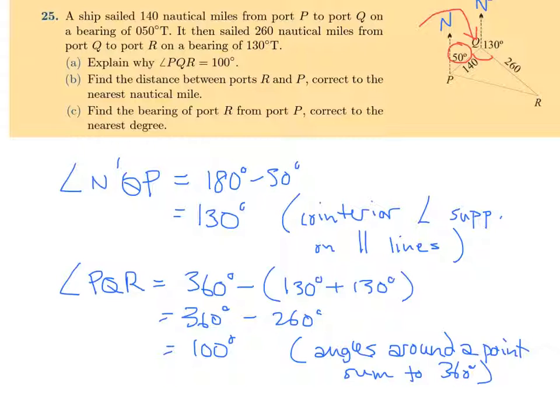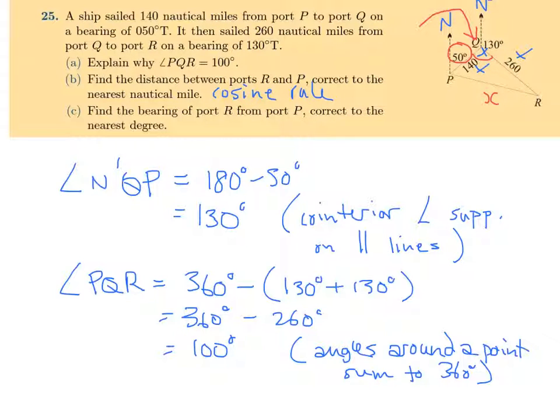So the rest of the question is not what I'm going to answer today, but it's going to involve your sine and cosine rules, distance between ports R and P. Okay, well, you've got one angle here, one side here, so it's going to be a cosine rule. And find the bearing of port R from port P.